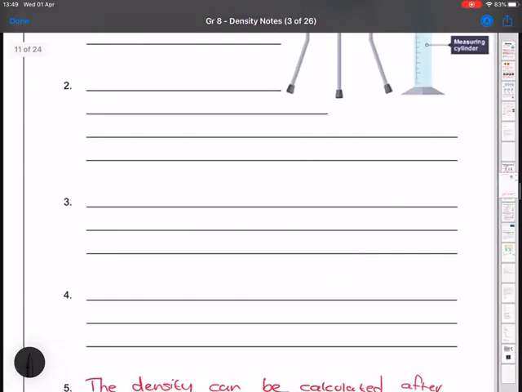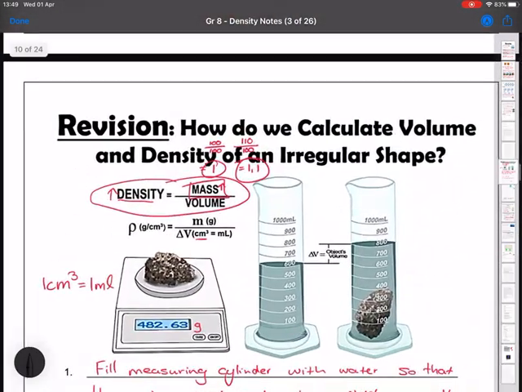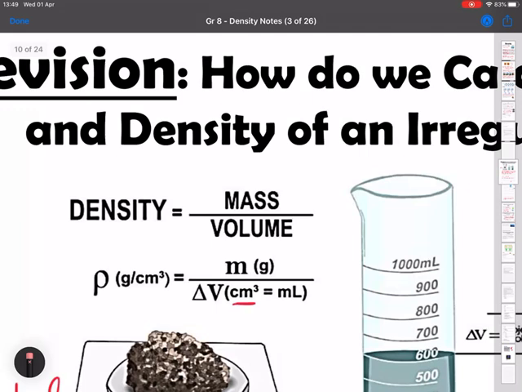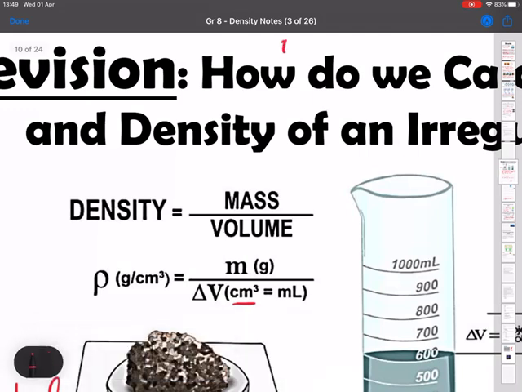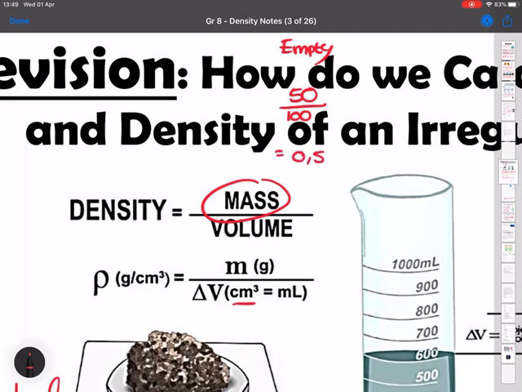So back to this equation. If the mass of the empty balloon was, let's say, 50 grams. So the mass of the empty balloon is 50 grams and the volume is 100 milliliters. 50 divided by 100 would give us a density of a half, 0.5.